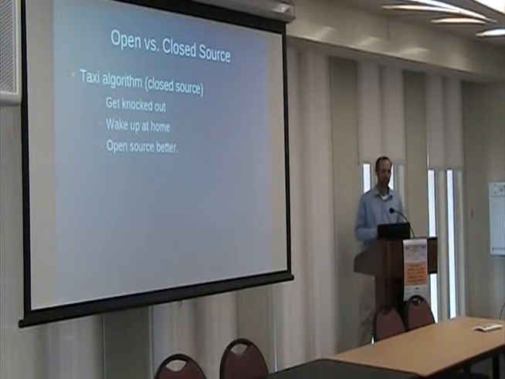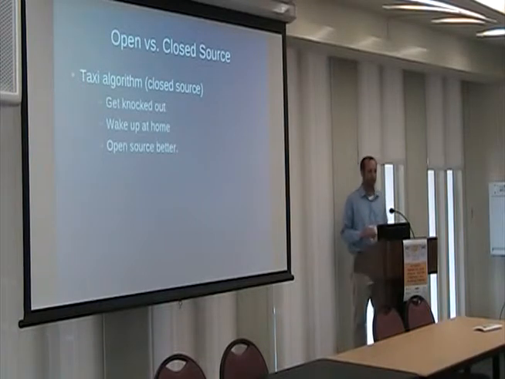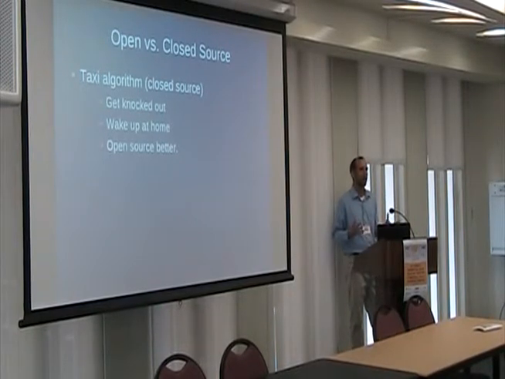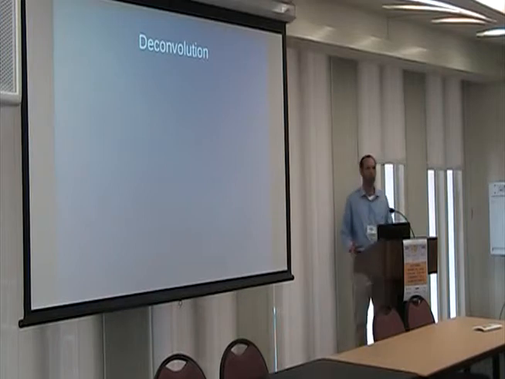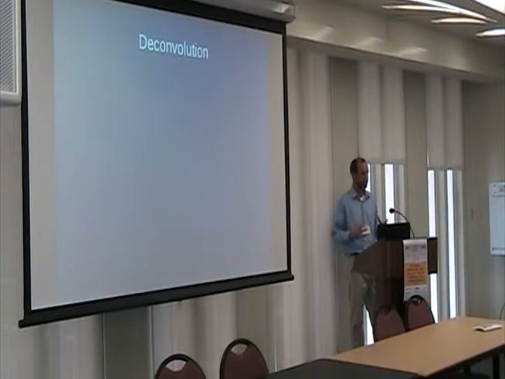Again, it's kind of a silly example, but the steps are really important. And when we're dealing with algorithms, we also have this concept of open versus closed source. So again, take the taxi algorithm. I don't even know how you make a closed source taxi algorithm. Maybe you get knocked out, somebody hits you over the head with a baseball bat, and then you wake up at home and you don't know how you got there. That would be kind of a weird experience. So at least with the taxi algorithm, open source is definitely better. I gave that simple example just to show some of these important high-level concepts.